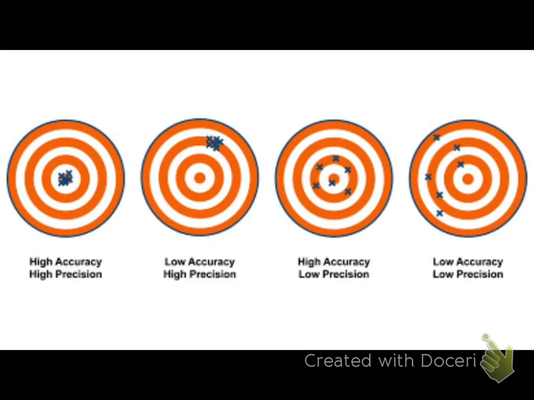And then in the third one, we have high accuracy. They're relatively close to that accepted mark, but low precision. They're a little bit all over the place. And then finally, on the last one, the one we would like to avoid in scientific research is both low accuracy and low precision, where you're kind of all over the place and you're not hitting the mark.